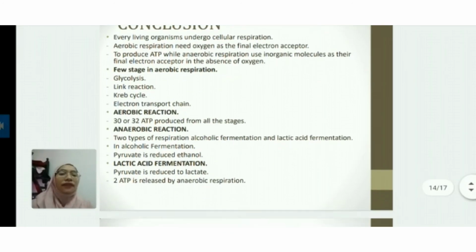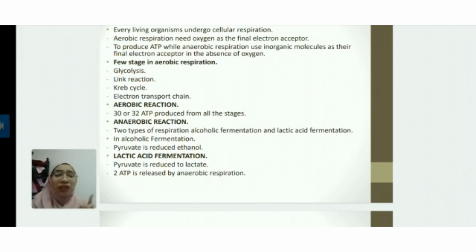In alcoholic fermentation, pyruvate is reduced to ethanol. But in lactic acid fermentation, pyruvate is reduced to lactate. 2 ATP are released by anaerobic respiration, but in aerobic respiration, many more ATP are released.